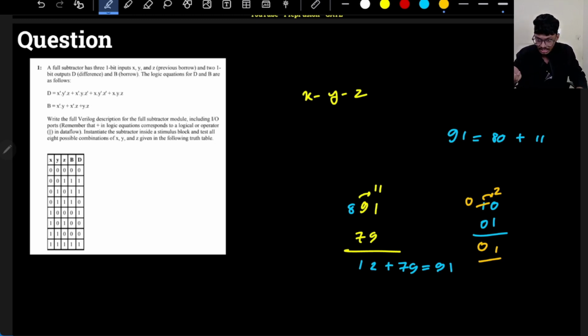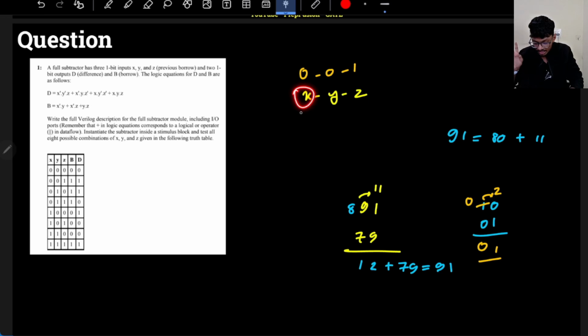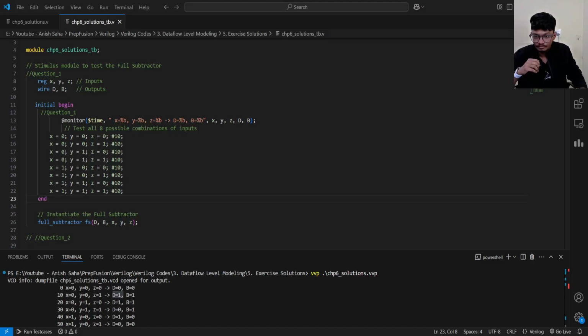Here also the same thing is happening, because x is 0, y is 0 and z is 1. So I have to borrow a 1 from the MSB. As I have to borrow, the borrow bit becomes 1 in the result. If you see, the borrow here becomes 1, because it has to borrow from the next MSB. It won't be able to subtract on its own. Same for the next one. Is something wrong? It should be x minus... no, this is also correct.